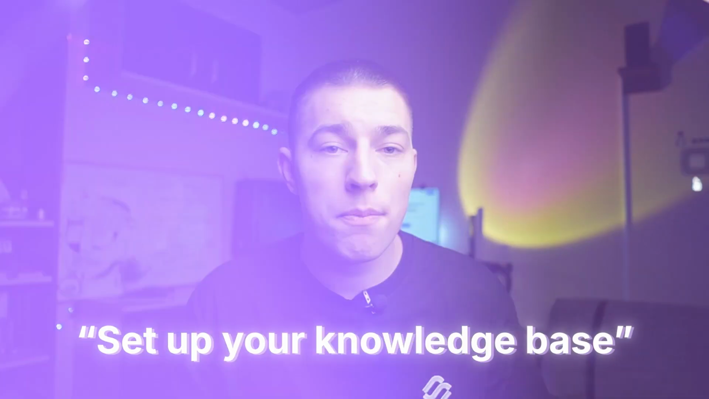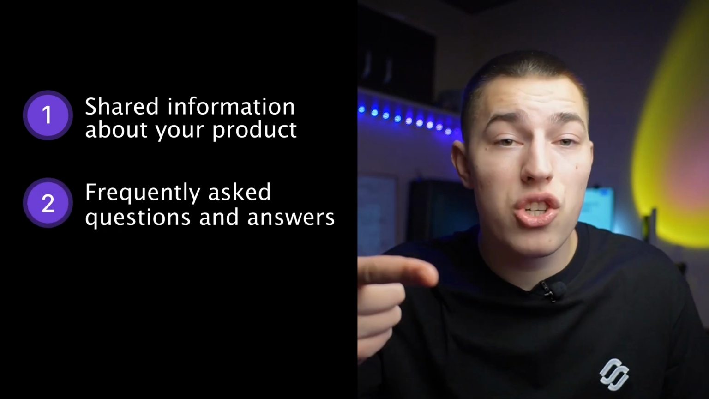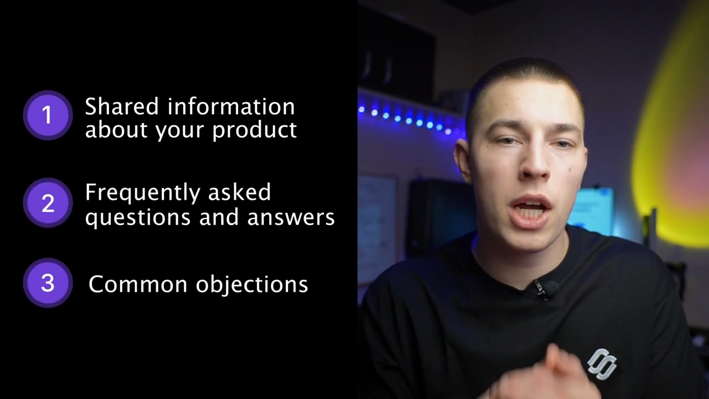But this doesn't answer how to handle objections and answer questions quicker. Well, to do that, you first need to set up your knowledge base. I'll show a raw tutorial after this module, but you set up your knowledge base by simply uploading information about your company into the knowledge base. You share information about your product, frequently asked questions and answers, common objections, basically everything you need to reply to prospects. And once you upload the information, you'll be able to reply to each prospect using AI.